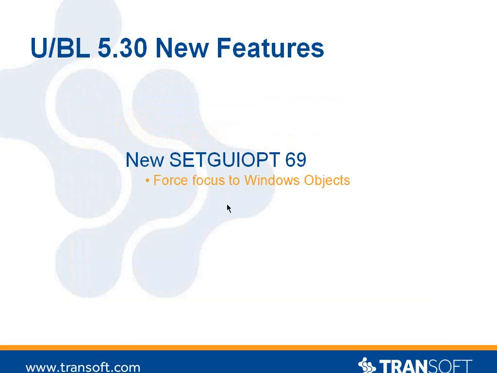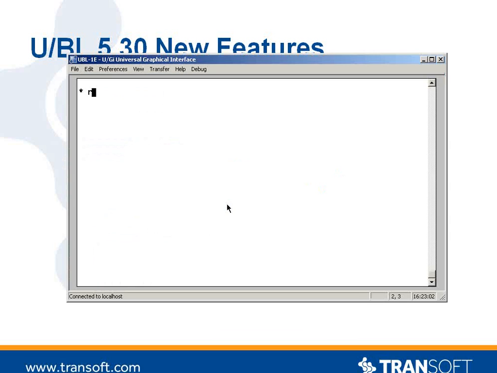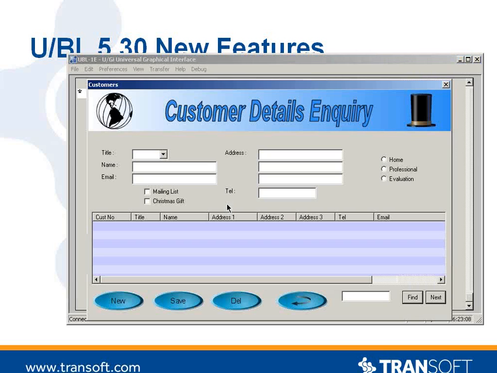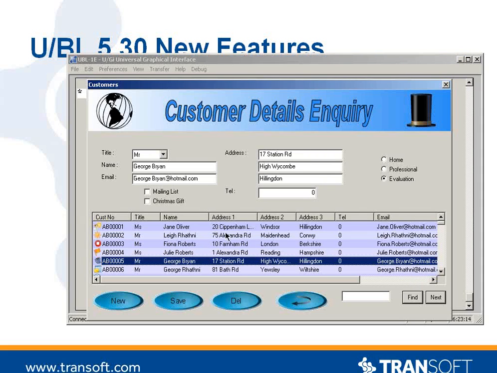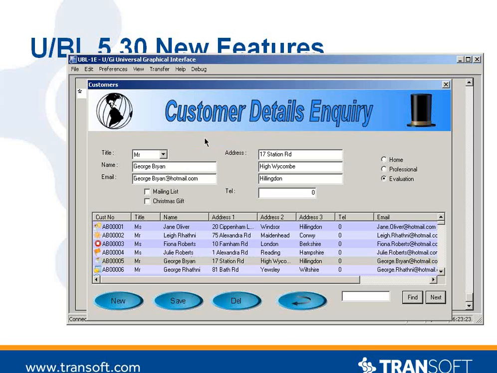Okay, new set GUI up to 69 to force focus to Windows objects. This is if you're using Windows objects to create forms. So I'll show an example of a typical program. This is the GUI demo that we ship with UBL 520 onwards. So in here, you select focus on one of these edit boxes, but if you click off onto the background panel, focus goes to the background panel because that's normal UBL behavior. But that's not really what you may want in a typical Windows application. So you may not actually want the user to be able to focus on the background at all.